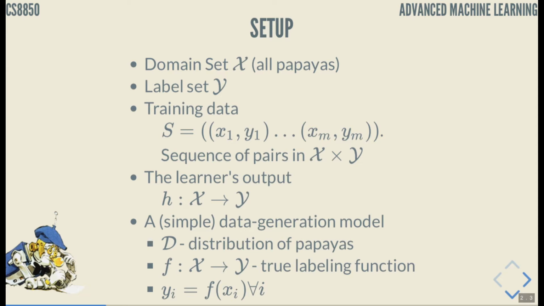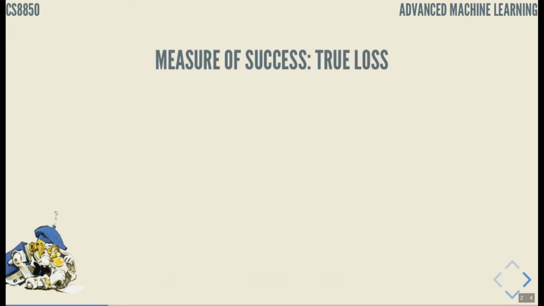That's what it says. So for all i, for all possible samples, the function F assigns a true label to a sample x sub i. So now that was our setting of entities that we operate with.